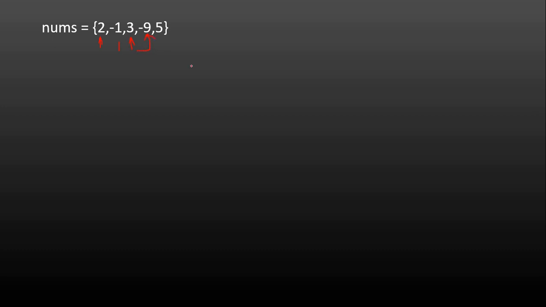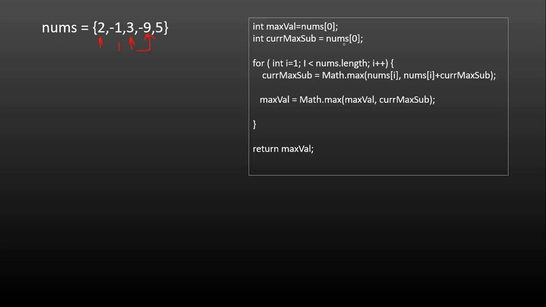So let's check the pseudocode for this. Here we are declaring two variables. One is max val and one is current max sum. Current max sum is the current sum that we are checking at each point.